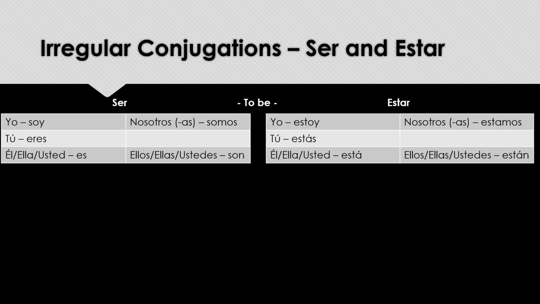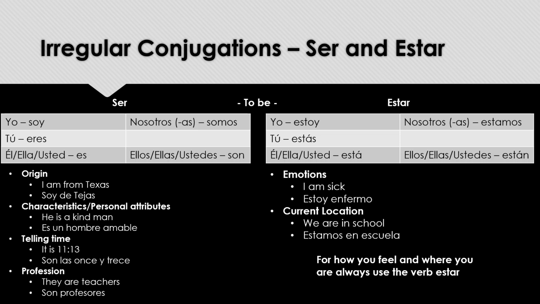Now that we have seen the conjugations for these verbs, we need to determine when we should use them. The simplest way to think of it is saying what I was taught. For how you feel and where you are, always use the verb estar. This is because emotions and current location both fall under estar. Anything other than that will fall under ser. Ser is most commonly used for more permanent things such as occupation, character traits, and origin. A common example of the difference are the questions, where are you versus where are you from? You would use estar to describe where you are currently. Your origin, or where you are from, would require the verb ser.